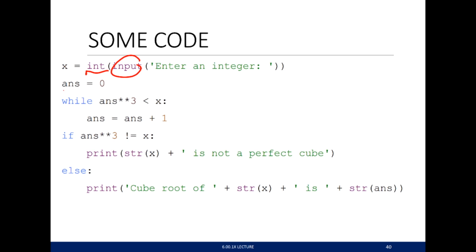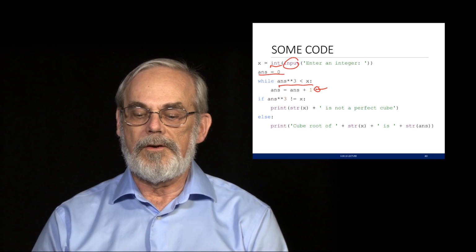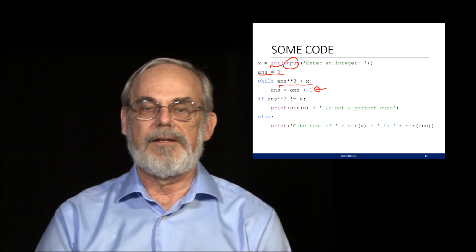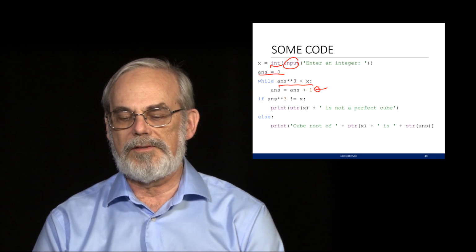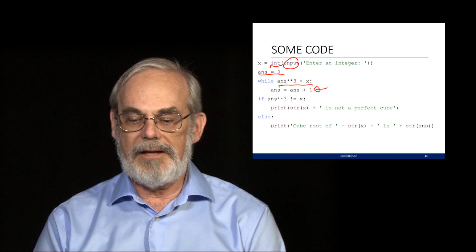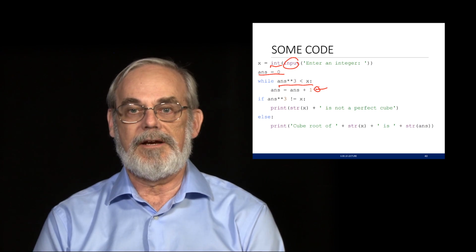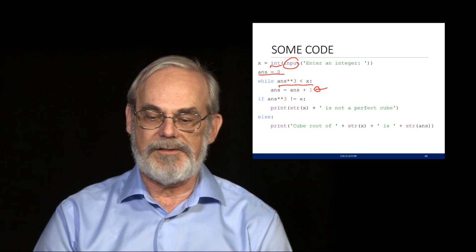I'm going to set up answer to be 0. And then, as long as I have something that's less than the thing I'm trying to find the cube of, I'm just going to increment, add 1 to it. And I'm going to keep doing that until I get something where the cube is either equal to x or greater than x. And once I get there, I'll simply check to see, did I actually get the cube by doing a test.